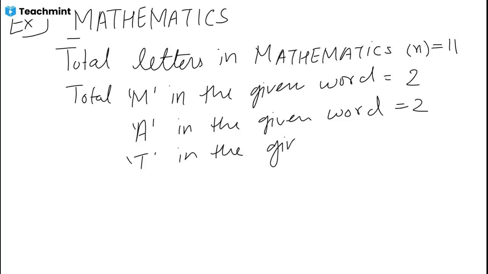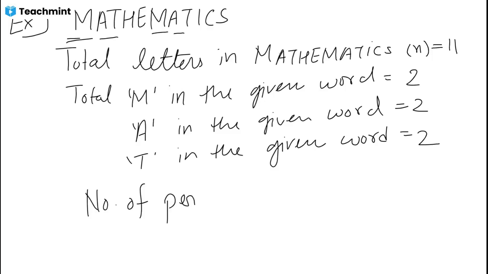Are you getting these steps or shall I explain again? Yeah, I'm getting these. So M repeated and A repeated and T also, and the others are different, right? Yeah. So now let us find the number of permutations. Simply write the number of permutations, okay?